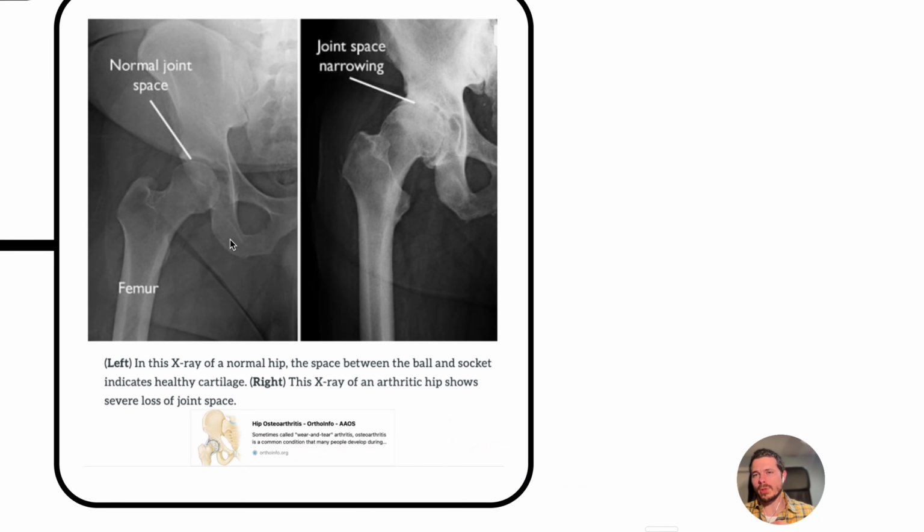So you can see normal joint space here, a black little gap there. And then you see narrowing of the joint space. And so this would be an example of arthritis on the one hip.